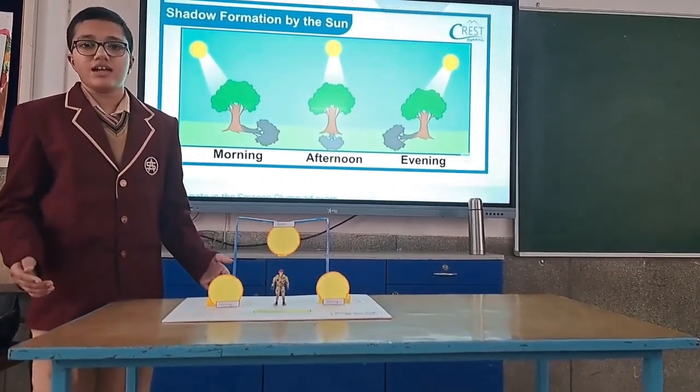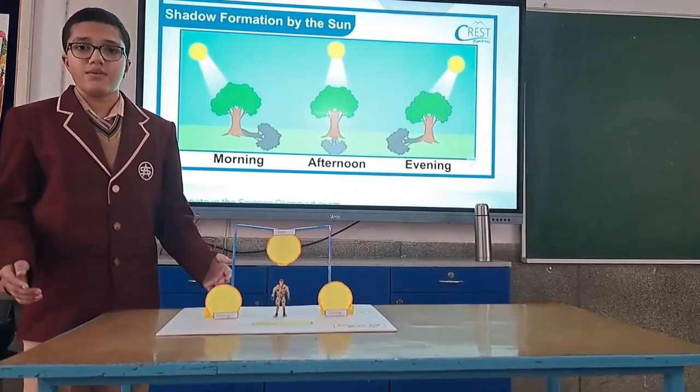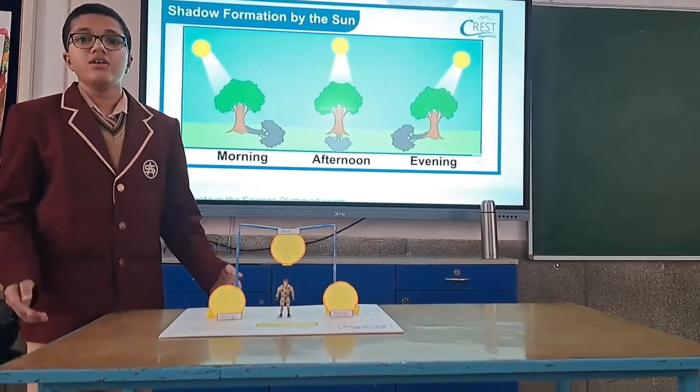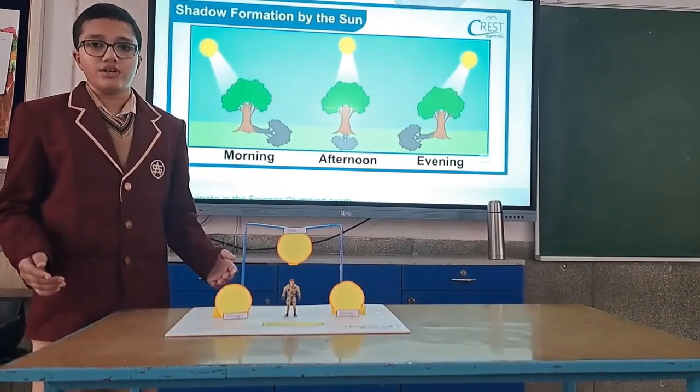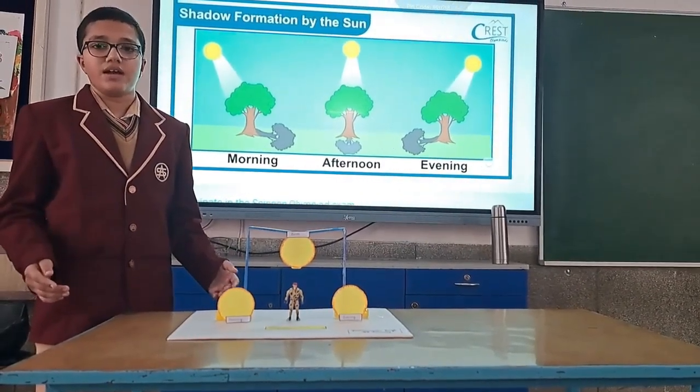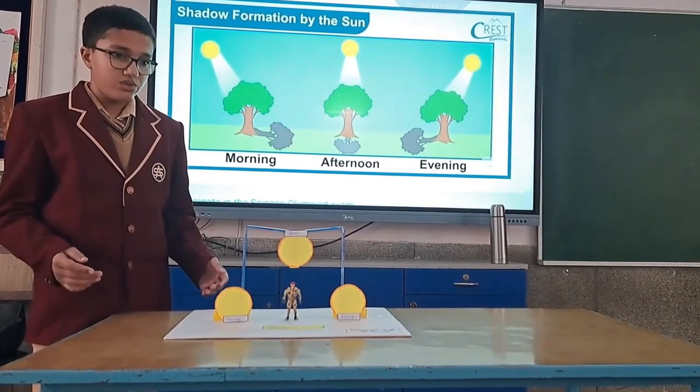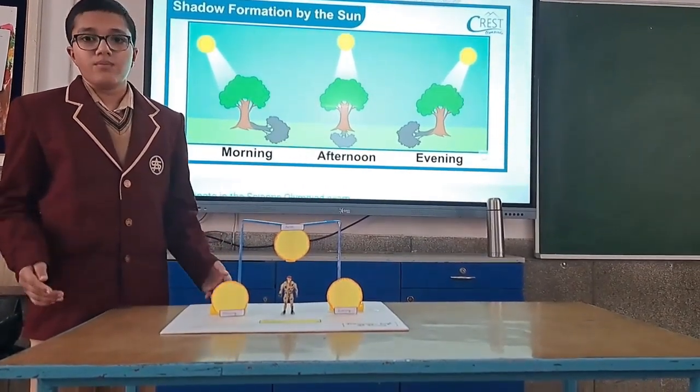This is my project explaining shadow. Light travels in a straight line. If an opaque object is kept in front of the source of light, then the light does not pass through it and casts a shade behind it. This shade cast by an object is called shadow.